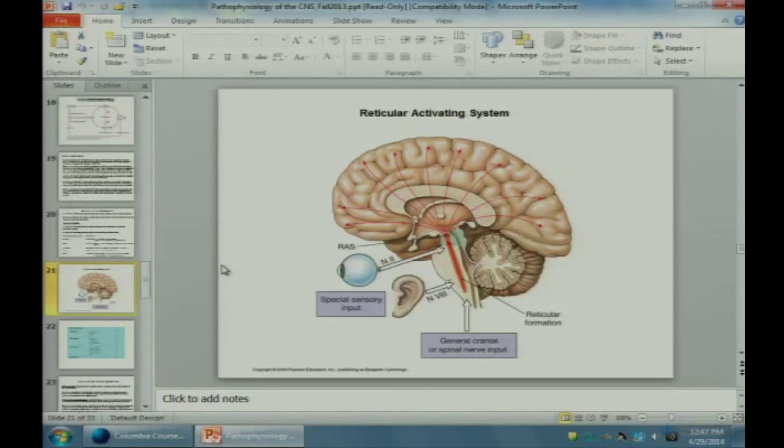So it's like your brain is a tired mom, and the reticular activating system is like a 3-year-old that's constantly talking to her. Okay. So if for some reason the 3-year-old falls asleep, right, mom might fall asleep because she doesn't have this constant stimulation of the 3-year-old talking to her.